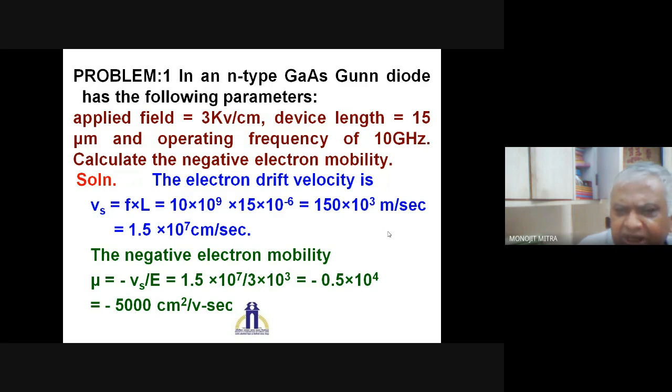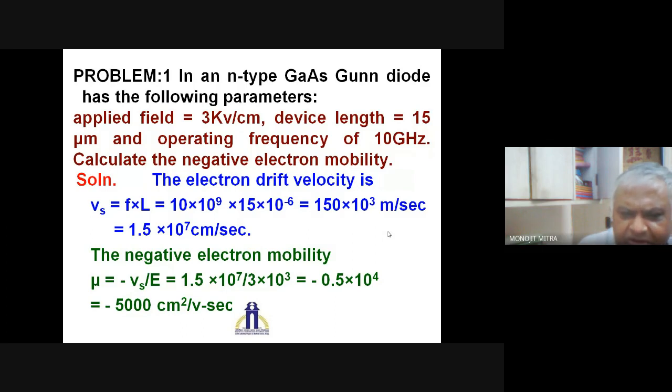Calculate the negative electron mobility. So I told you Vs, just this formula you have seen. L by Vs equal to 1 by F, means tau. So that's why Vs equal to FL. F is given, L is given. So from there, the value of Vs we are getting is 1.5 into this. That is a very simple thing.